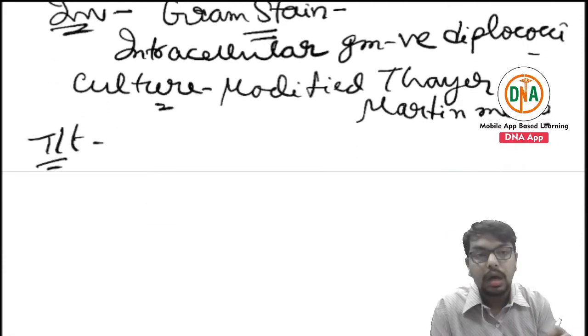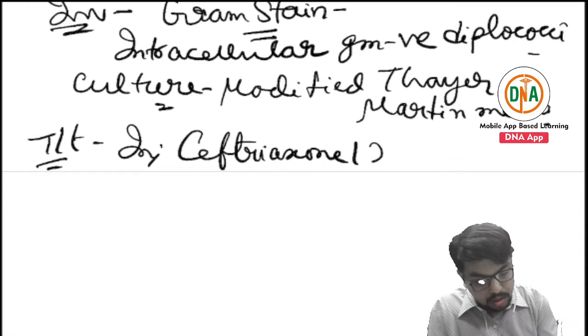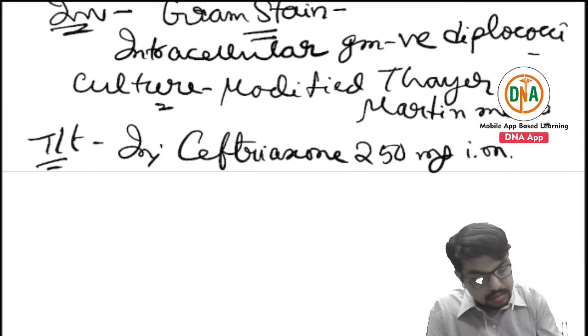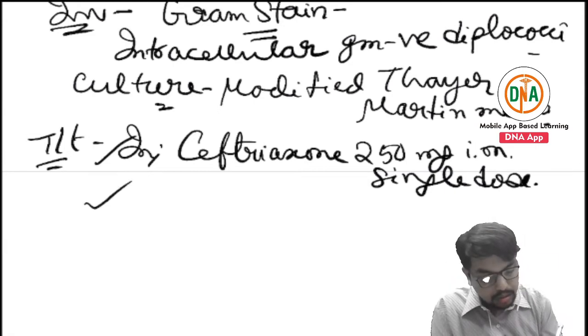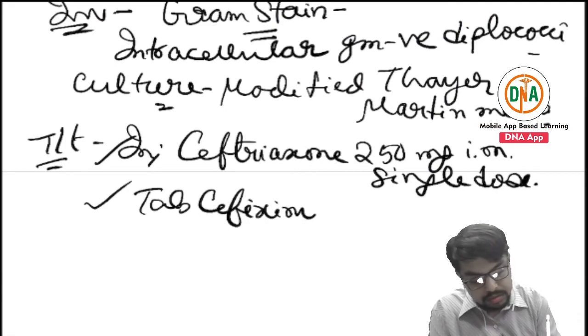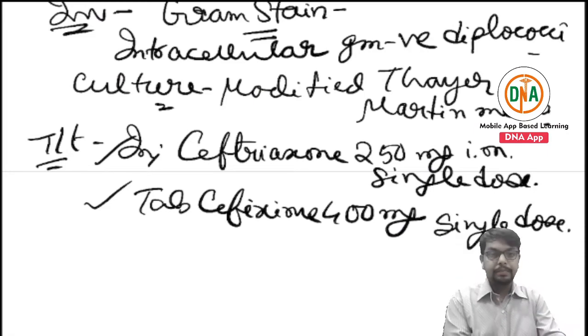Treatment of gonococcal urethritis: we can give a single dose of injection ceftriaxone, 250 milligram IM single dose. Okay, this is curative. Or we can give cefixime orally, 400 milligram single dose. Okay.